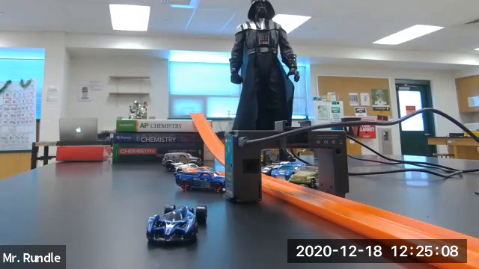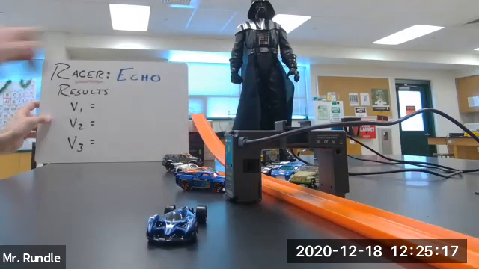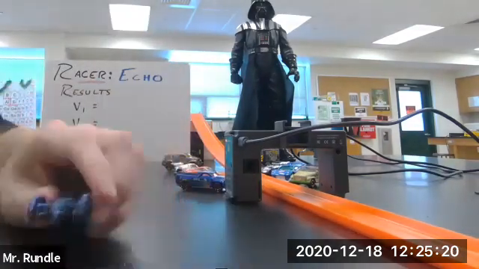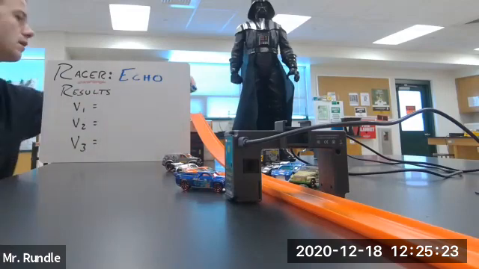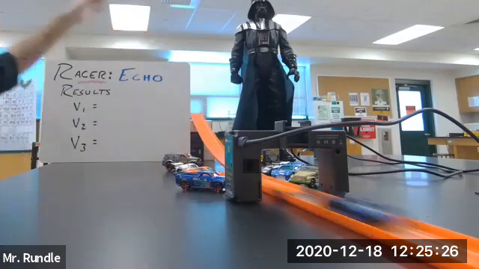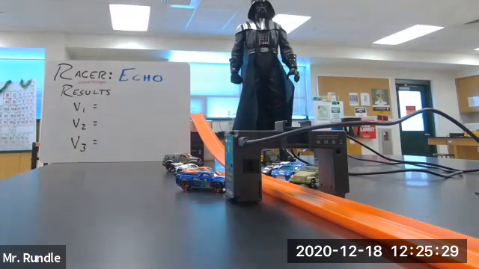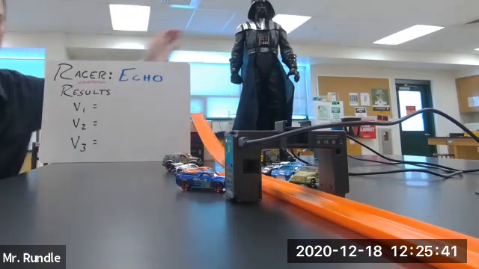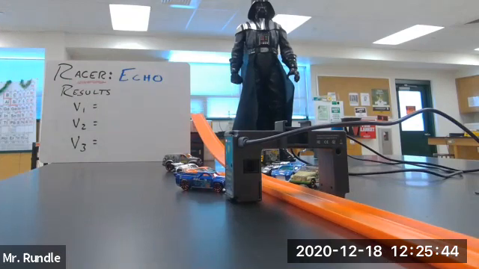So let's see how her numbers look as we go from Batman to Echo. Okay. Echo. Sure, we got Echo. So let's see her vehicle in action. Get her up on the track. Let it go. Okay. For first speed, I got 1.388 meters per second. For the second velocity, I got 1.344. So that went down a little bit.